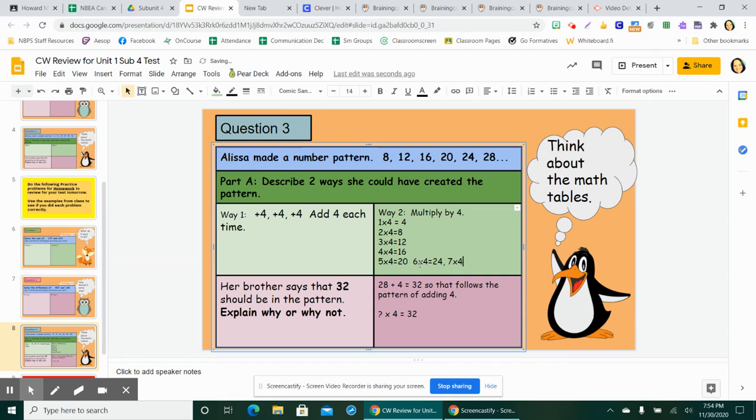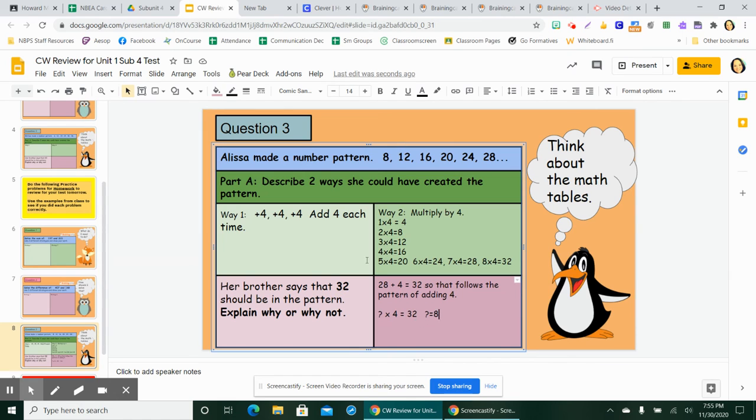7 times 4 equals 28. 8 times 4 equals 32. So it works that way also. So the question mark would be an 8. Question mark equals 8. So you could use either of these as the explanation, either that it's adding or that it's multiplying.